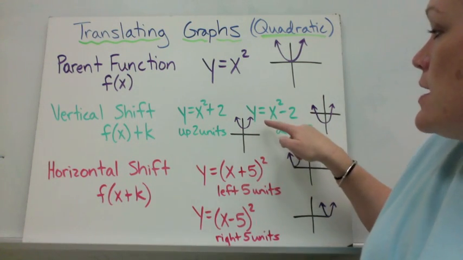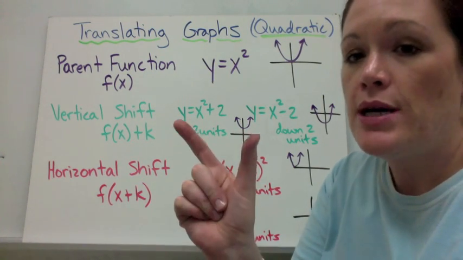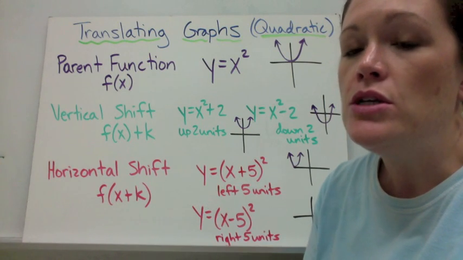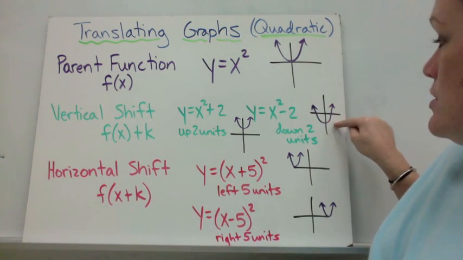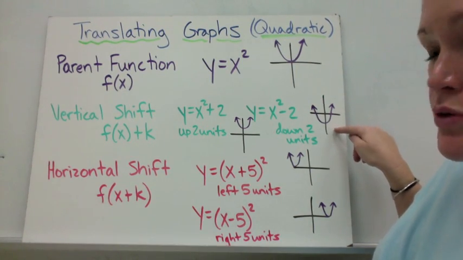If we have y equals x squared minus 2, it shifts our graph down 2 units. So it has the same shape, but it shifts it down 2 units. See, this graph looks the same, but it's just sitting lower by 2 units.